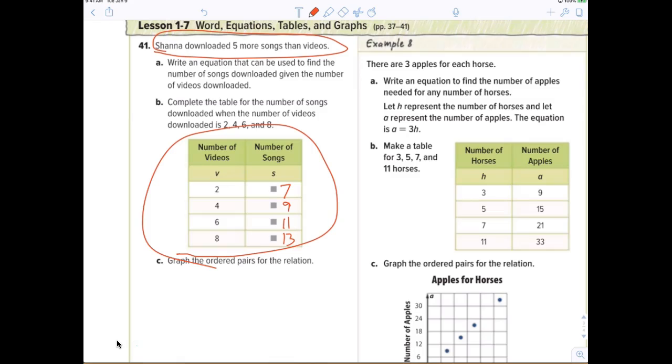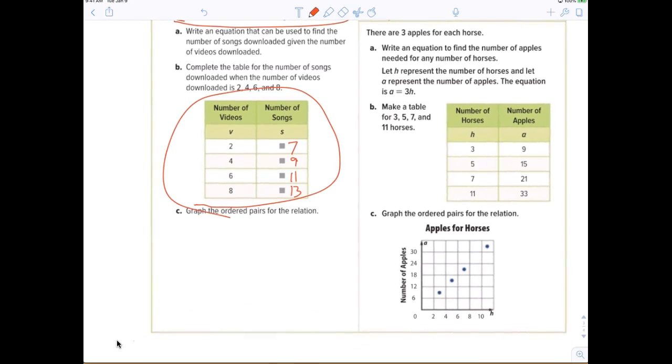Now, if I ask you to write a relationship, you would simply say that the amount of songs was always the videos plus 5. That's the relationship. So for part A, that's what you did there? That is exactly correct. For part A, that was correct. Everybody see that? You just took the number of videos and you added 5, and that told you how many songs. Everybody good?